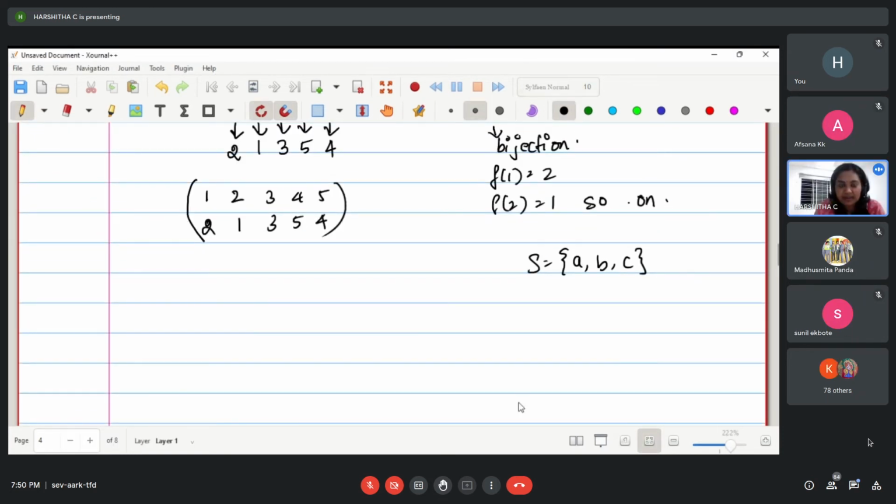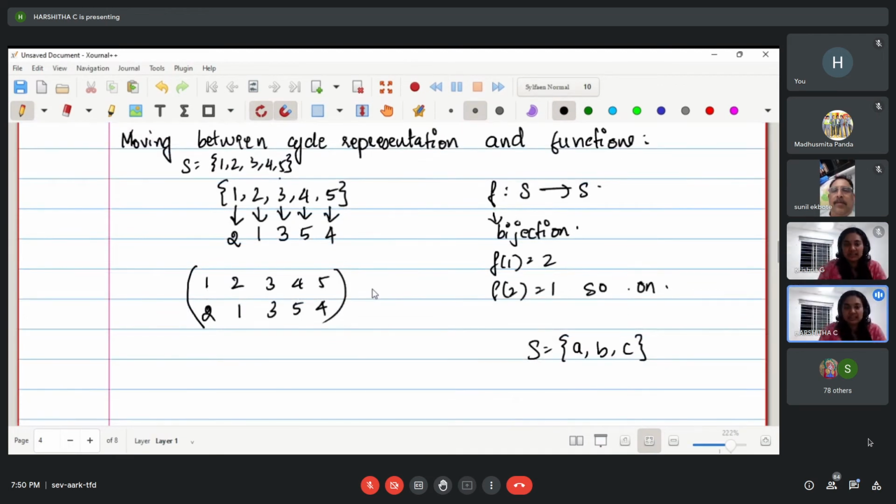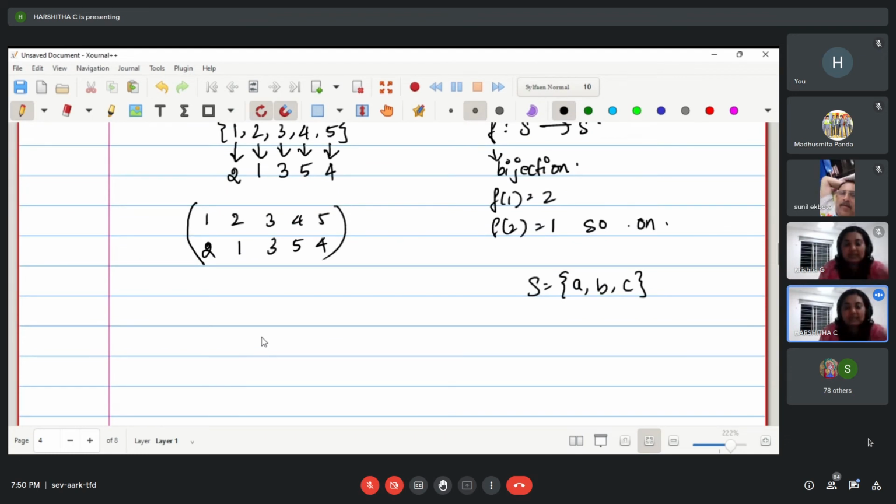So coming back to what we were trying to do, we are just denoting the function in this way. This just means f of 1 is 2, f of 2 is 1. Now we further want to simplify this. That is what the cycle representation means. We're trying to make it even simpler.